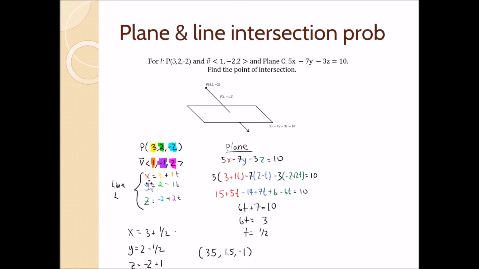So we'll substitute each of these values of x, y, and z into the equation of the plane. So we have 5 times (3 plus t), minus 7 times (2 minus t), minus 3 times (negative 2 plus 2t) equals 10. And from here we'll simplify and solve for t, and we end up with t equals 1/2. So from there, we'll plug 1/2 into the parametric equation of the line, and we'll get 3.5, 1.5, and negative 1 as our point of intersection.